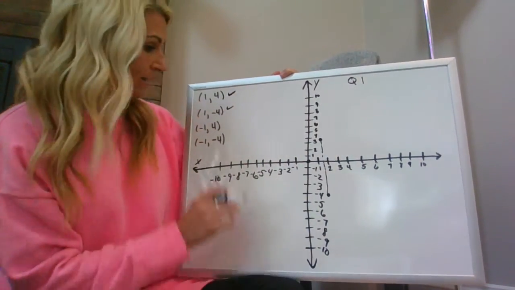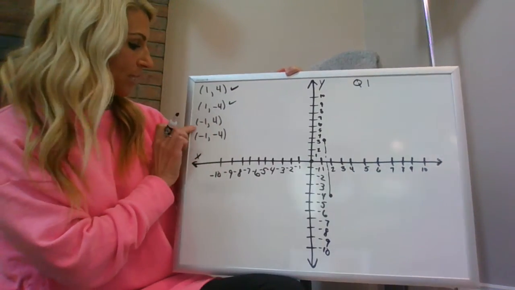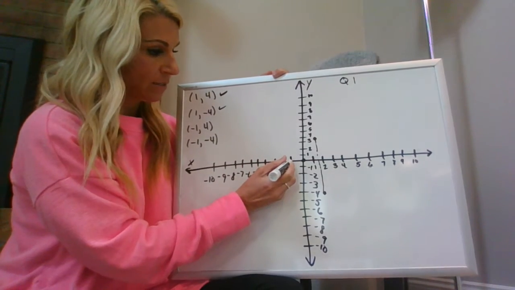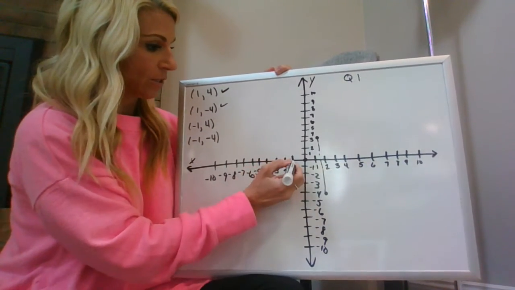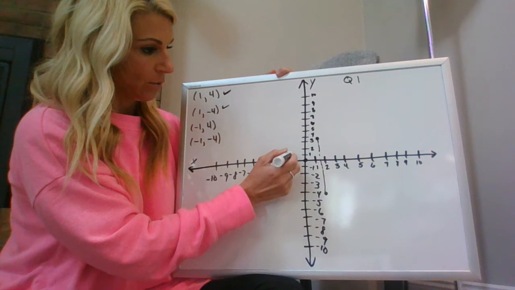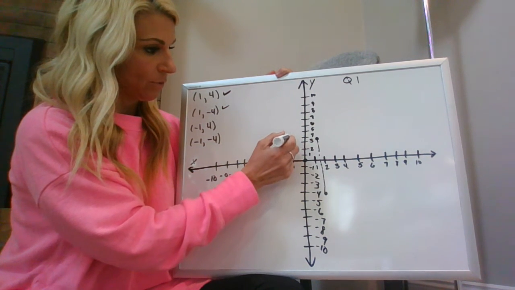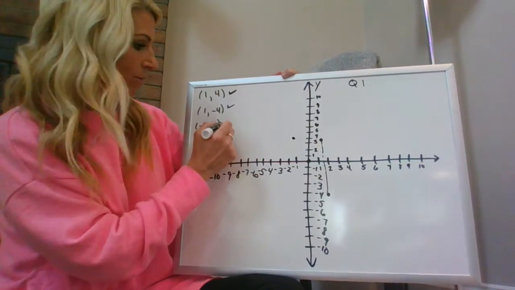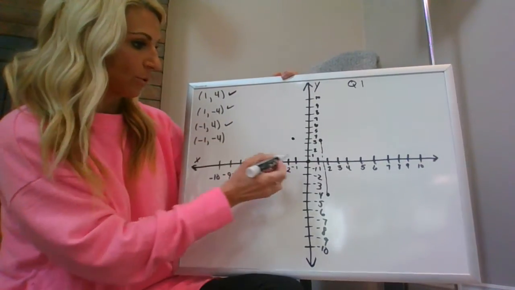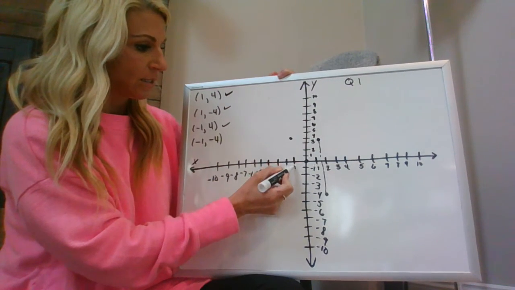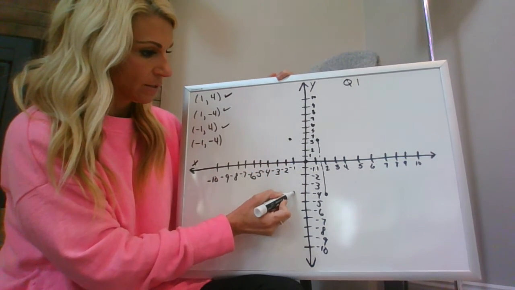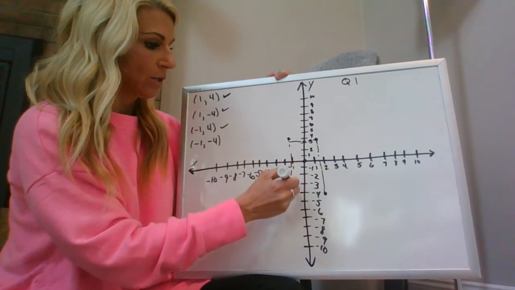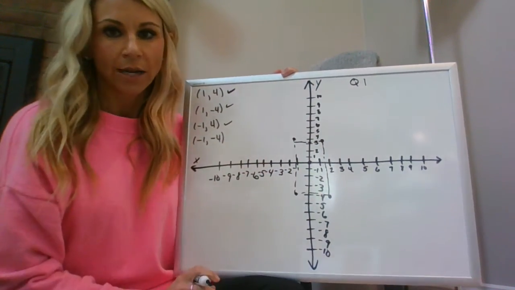All right, then we've got -1 on the x-axis. So over -1, and then +4. So up +4: 1, 2, 3, 4. And -1. So we've gotten that one done. -1, -4. So over -1, down -4. And there we go. Look, if we connected these dots, we've got a rectangle.